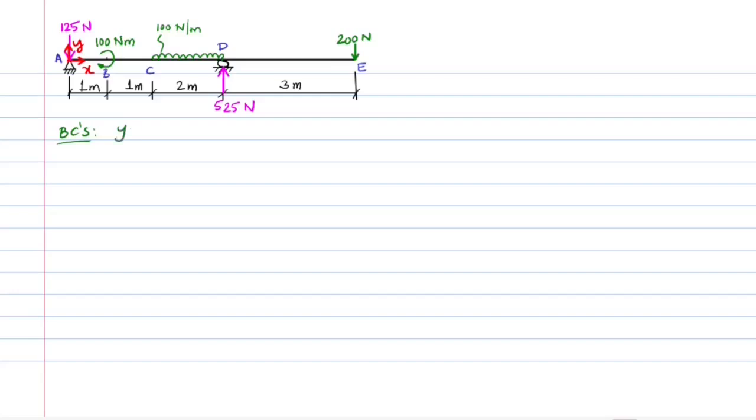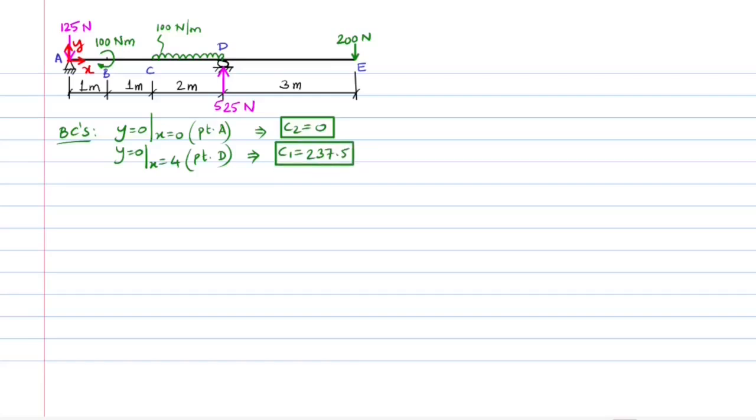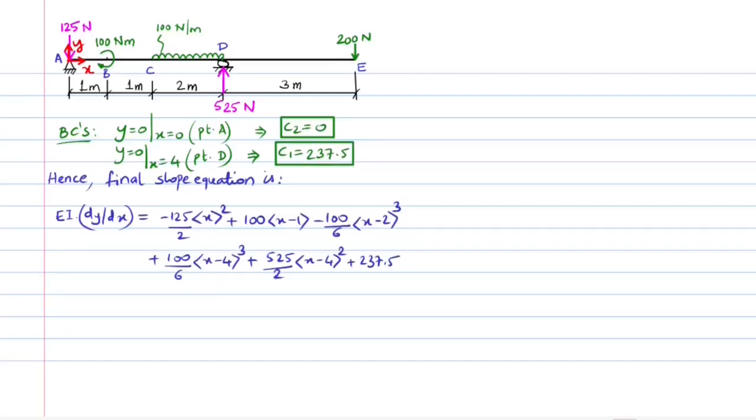Next, we introduce the boundary conditions, namely deflection is 0 at x equal to 0, that is for point A, giving the value of C2 as 0. Also, deflection is 0 at x equal to 4 meters, that is for point D, giving the value of C1 as 237.5. The final equations for the slope and deflection are now written for our reference.